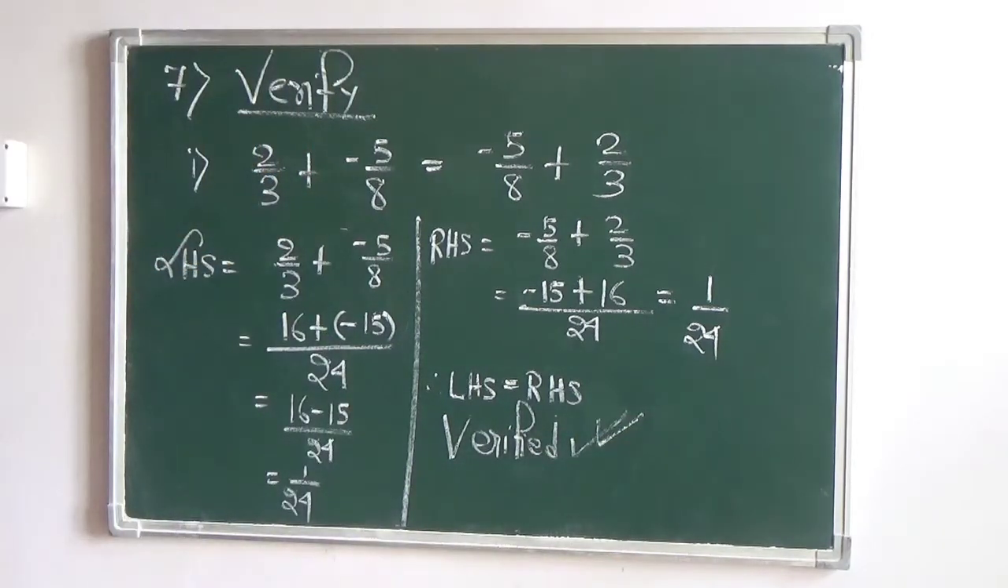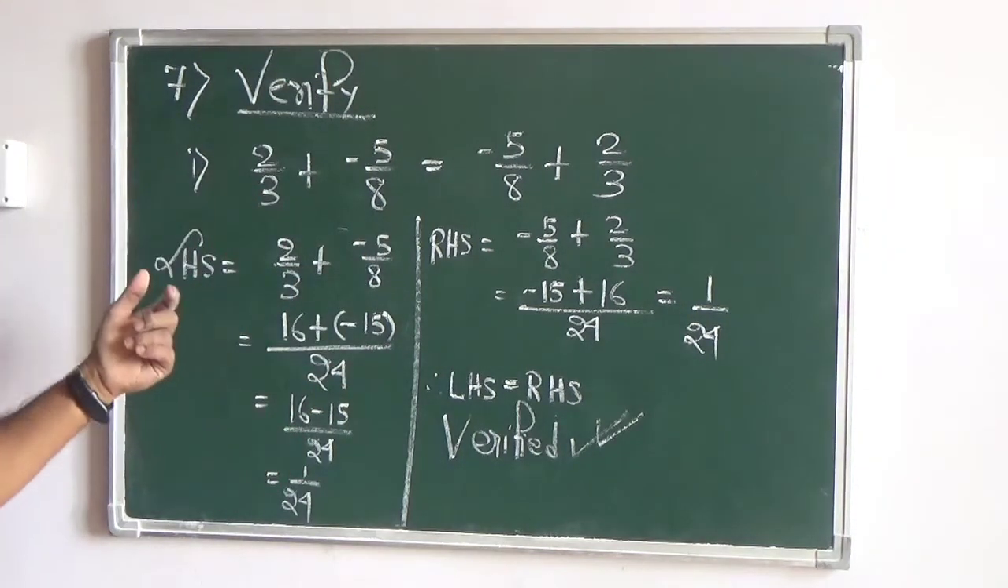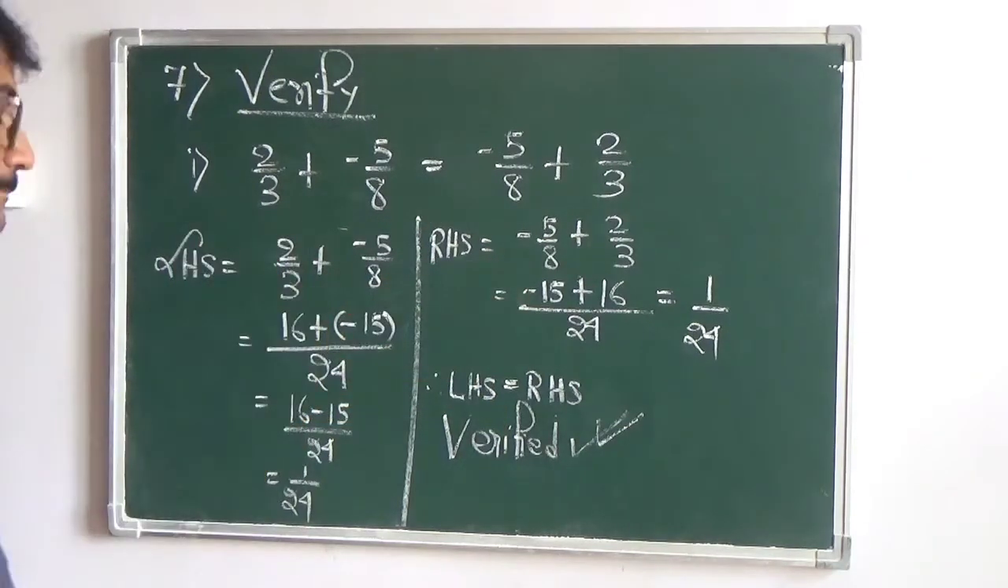Okay, this way you have to solve. Whenever you are told the question is verified, then you have to physically do the calculation so that the value on the left hand side as well as on the right hand side are the same. So similarly in the second part of this question you will do the same thing. Now moving on to question number 8.